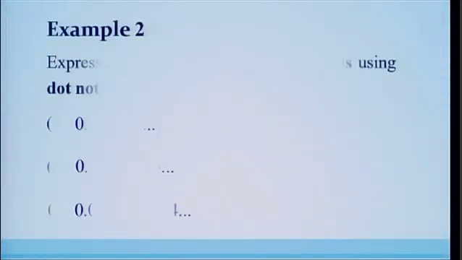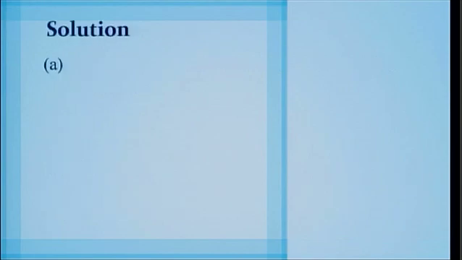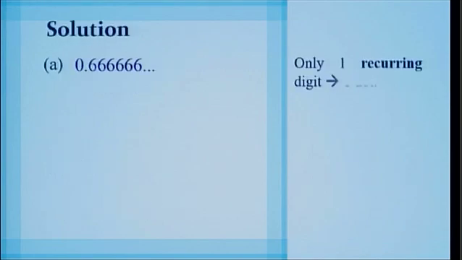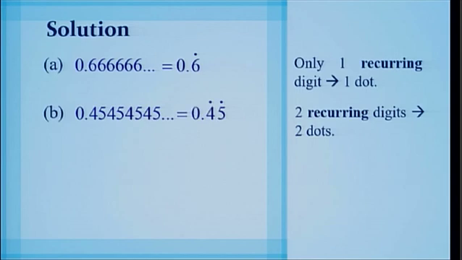What about these numbers? They are recurring decimals. If we want to write them in dot notation, yes, there's only one dot because there is only the number 6, which is recurring. This one, you're going to put 2 dots because both number 4 and 5 are recurring.